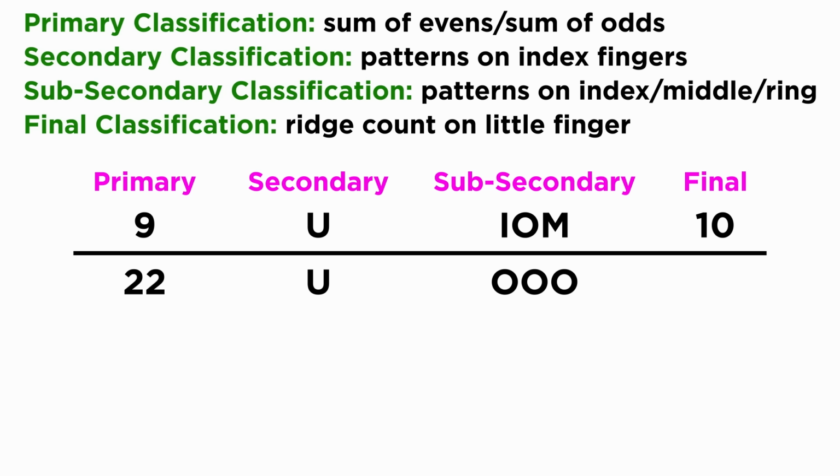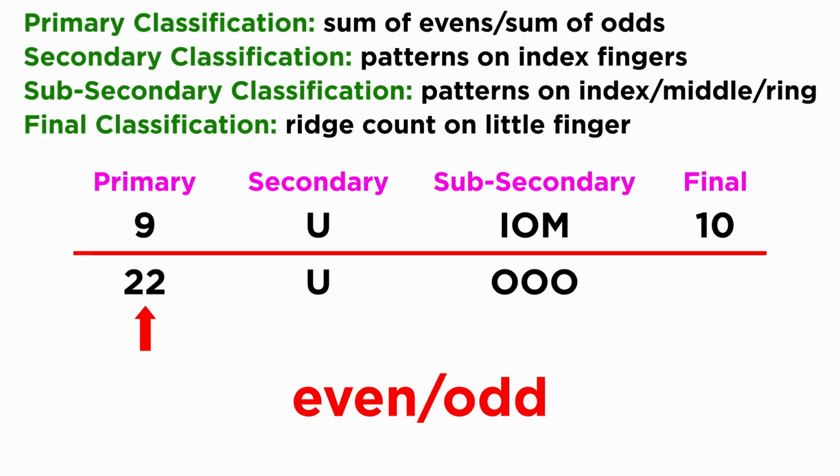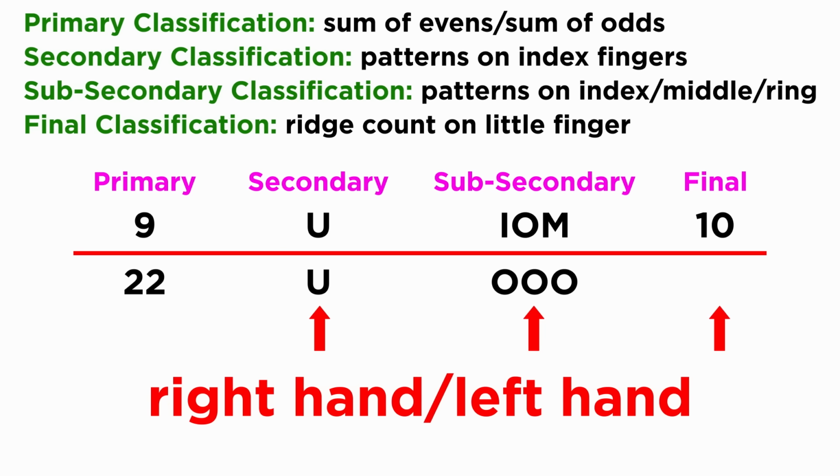This is how the classification is represented altogether: primary, secondary, subsecondary, and final. The line present in between the numerators and denominators is known as the classification line. Barring the primary classification, where even-numbered fingers form the numerator and odd-numbered fingers form the denominator, the rest of the divisions have right-handed fingers as numerators and left-handed fingers as denominators.